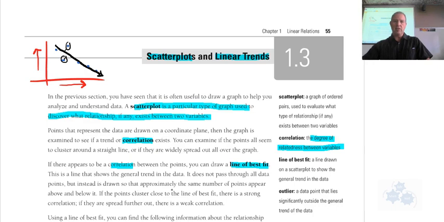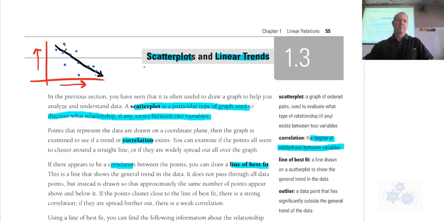If the points cluster close to the line of best fit, there's a strong correlation. Okay, so here we go. If the points, let's say these didn't exist, and all the points were very close to the line of best fit, that means there's a pretty strong correlation. As one variable moves, the other one moves predictably. If the points are all over the place like this, there's a few more, and that's not a strong correlation.